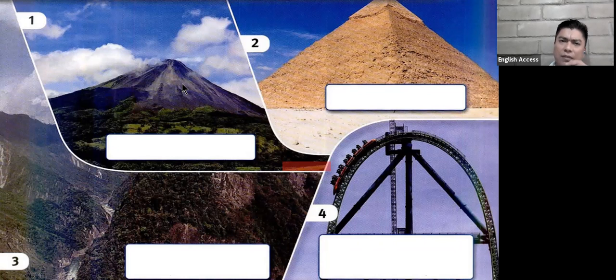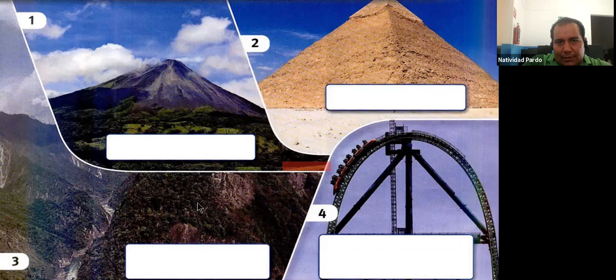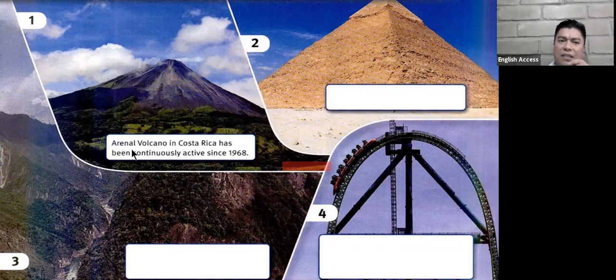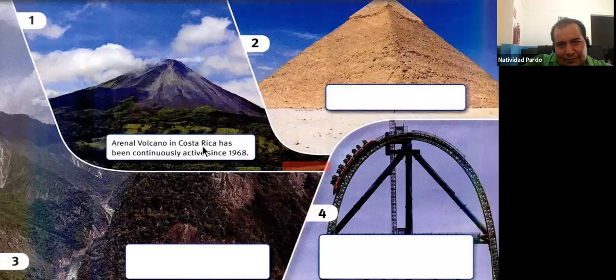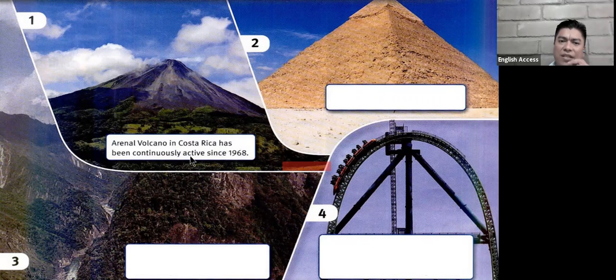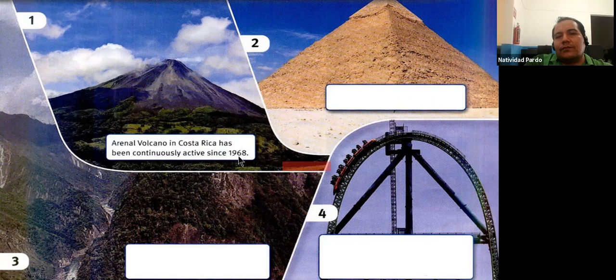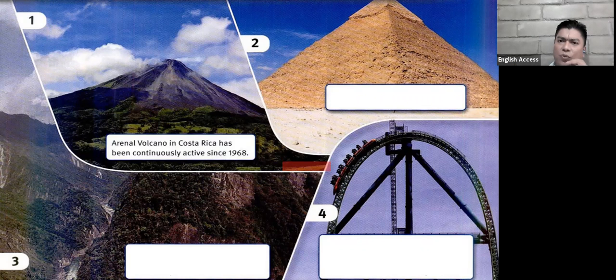Number one, which volcano is it? Is this the Popocatépetl? I think yes. No, it doesn't. It's the Arenal volcano in Costa Rica. It has been continuously active since 1968. Can you imagine? How many years has this volcano been active? More like 53. Almost 53, okay.